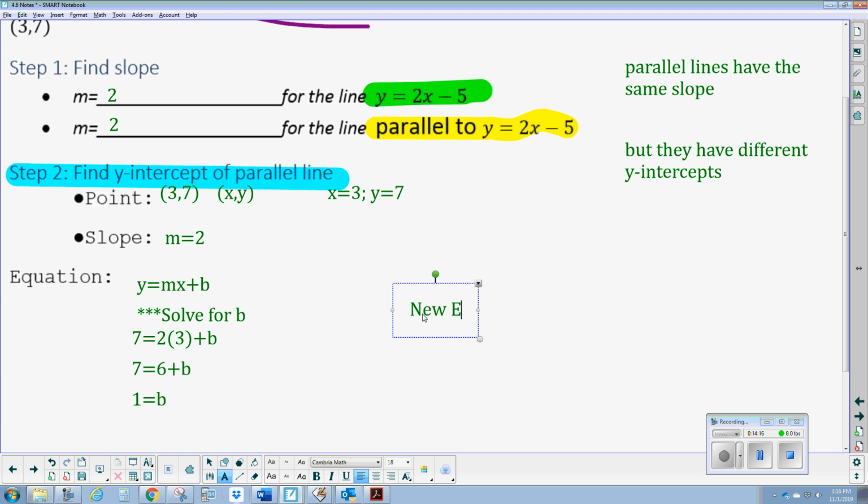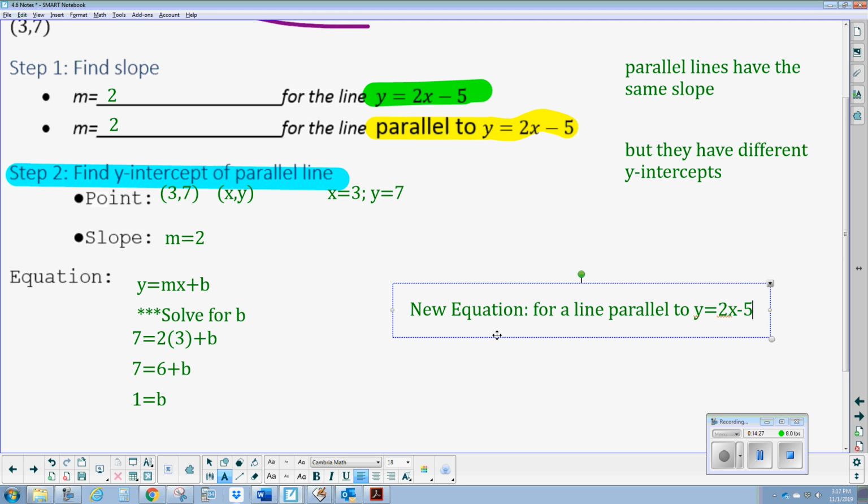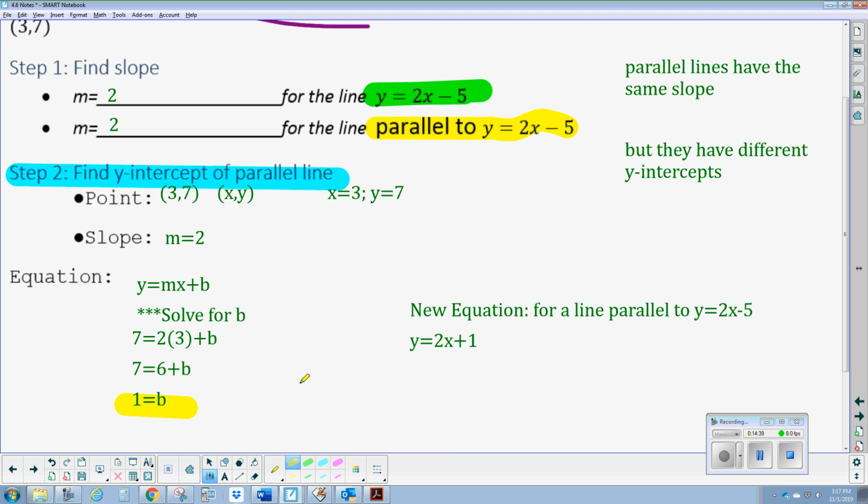So our new equation for a line parallel to y equals 2x minus 5 is y equals 2x plus 1. Because our y-intercept that we just found for that line that goes through the point 3, 7 is 1. So there's our y-intercept. Here's our slope. And then we still have an independent and a dependent variable, like you will in any linear equation.